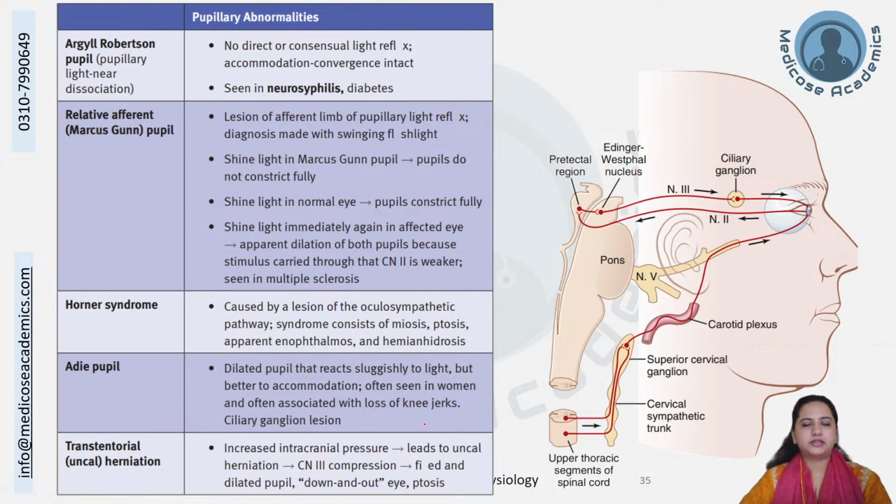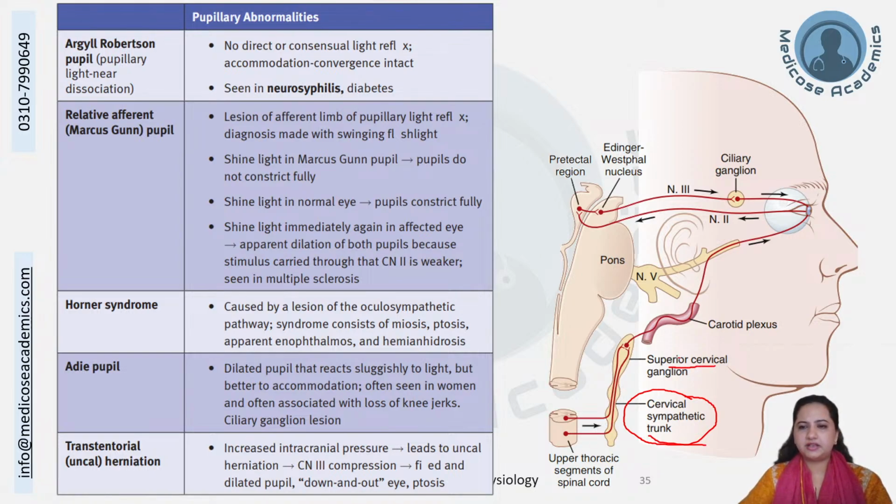Concluding our lecture on pupillary abnormalities, we have seen the autonomic innervation of the eye, the accommodation reflex, and the light reflex. Now we can have a look at the abnormalities in these. Before moving on to that, we have to discuss one more thing, which is the sympathetic nerve supply to the eye. It is coming from the cervical sympathetic trunk, from the upper thoracic segment of the spinal cord.